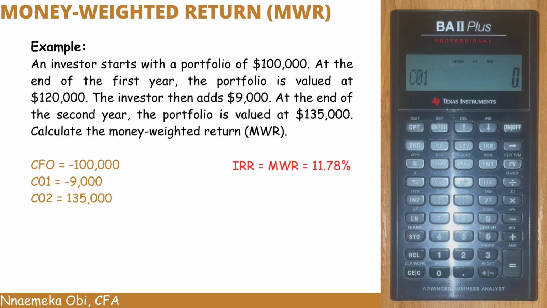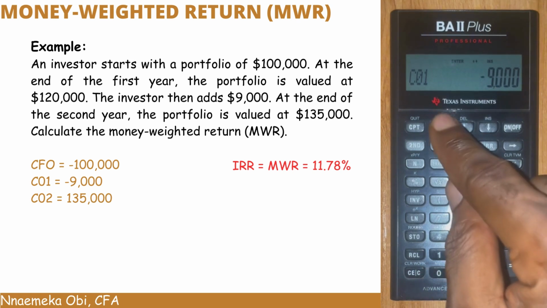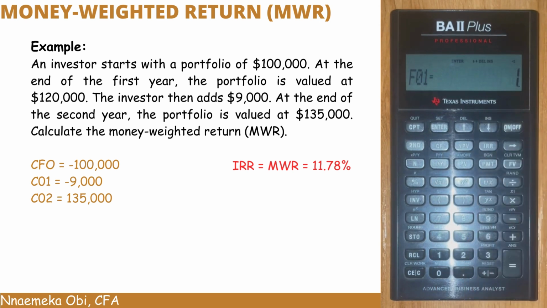We put the cash flow at time one. So remember, the investor added 9,000. So that is also an outflow from the investor's perspective. So we'll put minus 9,000. We'll press enter. We'll press arrow down. We'll press arrow down again.